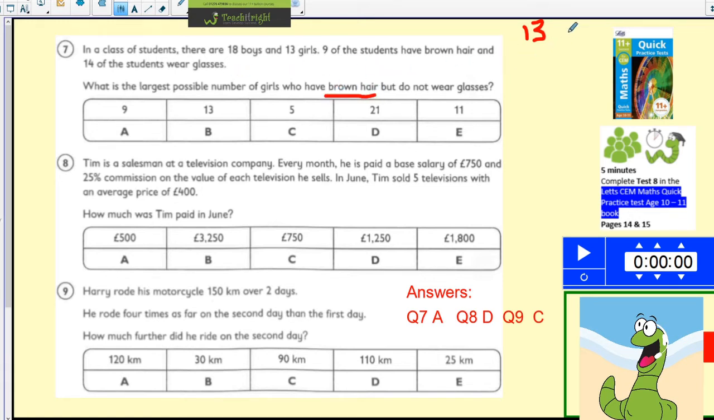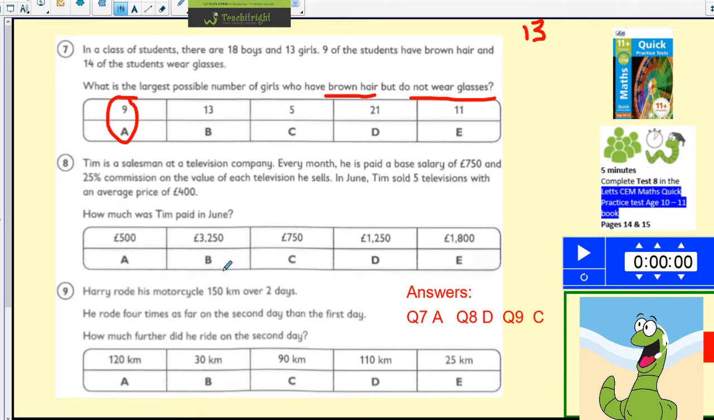So all the girls could not have glasses, because it could be 14 boys wearing glasses, and then 9 of the students have brown hair, all 9 of those could be girls. So the largest possible number could be 9. Final answer. That's me not reading it correctly, so I had to do 2 bits of maths, not just one. But it's always good to see. And that's why we always go back and check the question and read it again and again.